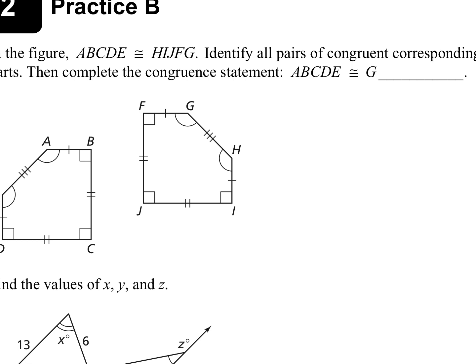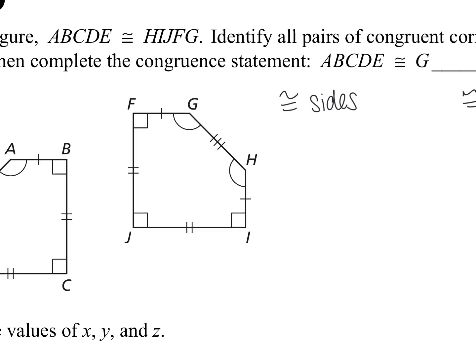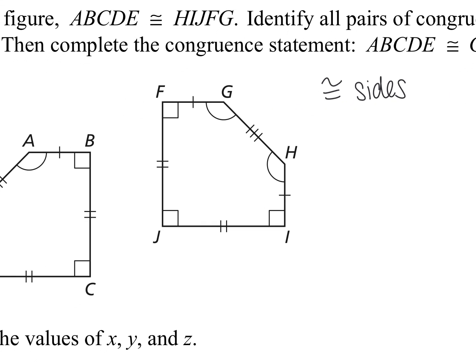They're telling me figure ABCDE is congruent to figure FGHIJ. Identify all pairs of corresponding parts, then complete the congruency statement. So we have to identify all pairs of corresponding parts. Remember, we have corresponding sides, congruent sides, and congruent angles. So let's identify my sides. Who could tell me congruent sides?